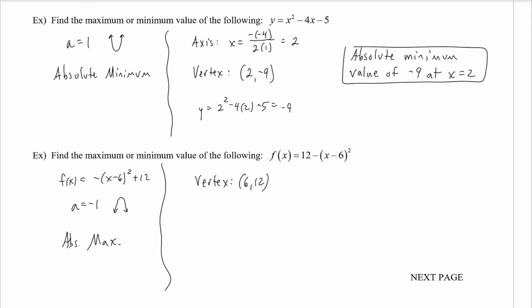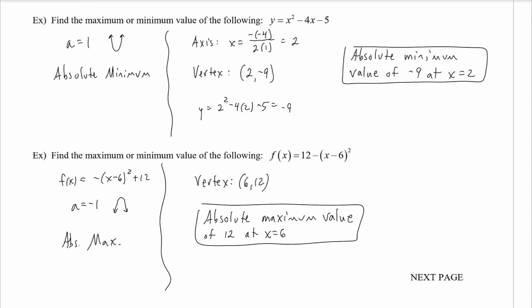This thing has an absolute maximum value of 12 at x equals 6. So I know that for the input of 6, it gets its max y value of 12. Every other output would be smaller than 12 because it opens downward, and that's the vertex. So again, just finding the vertex will give you that absolute max or min for any quadratic.